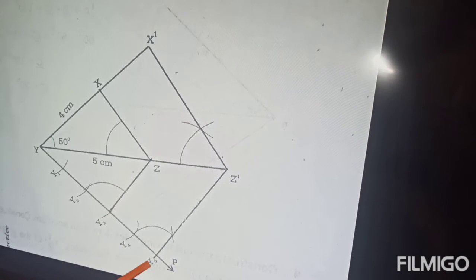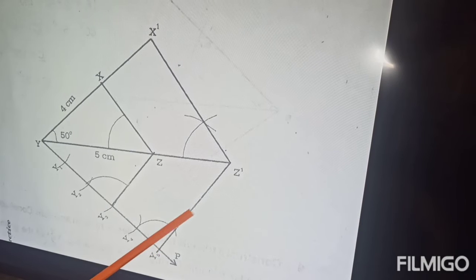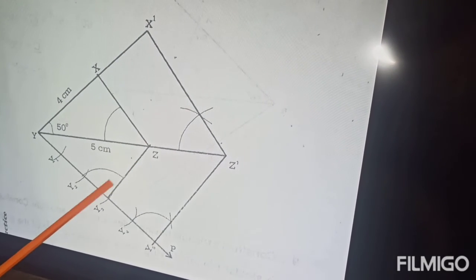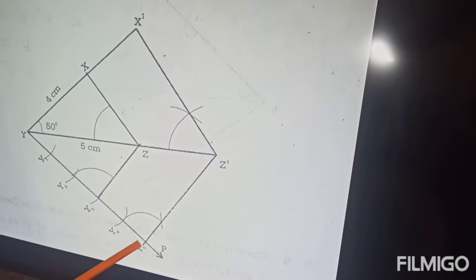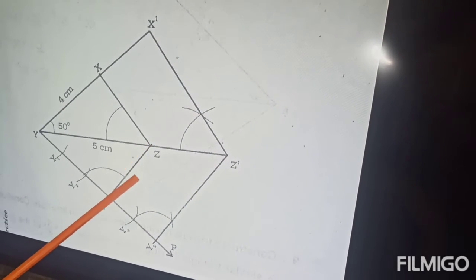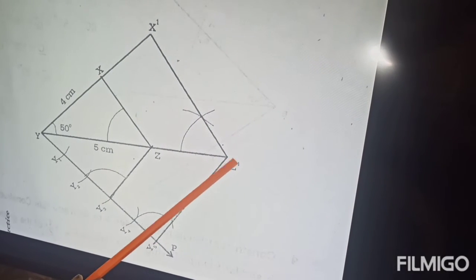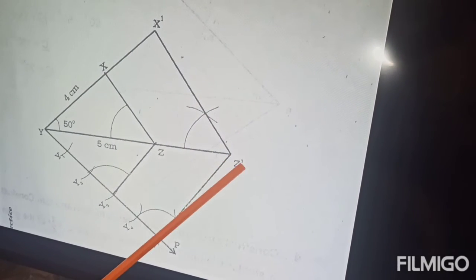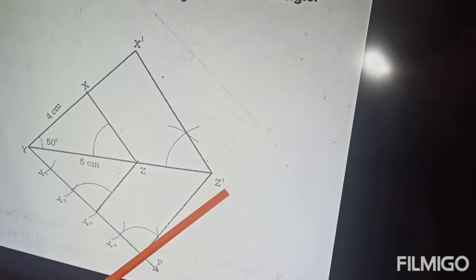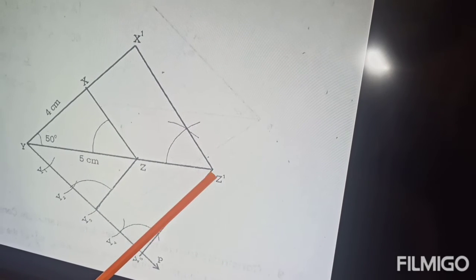Okay. After that, at Y5, we have to make a straight line parallel to Y3Z. With this line, I have to make one more straight line that should be parallel to Y3Z. Okay. We got that point Z dash. Name the point Z dash. Then produce YZ up to Z dash.